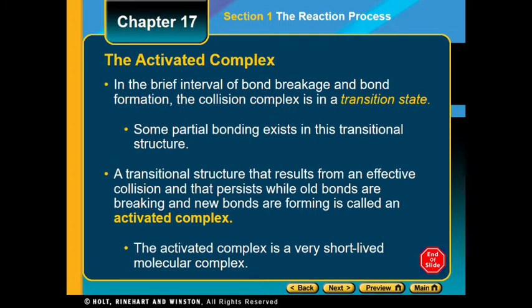Couple more definitions. Your transition state is a brief interval where we break and form our bonds. Activated complex: you have your structure that results from an effective collision, and that persists while old bonds are breaking and new bonds are forming. So that's called an activated complex, and these are short-lived.